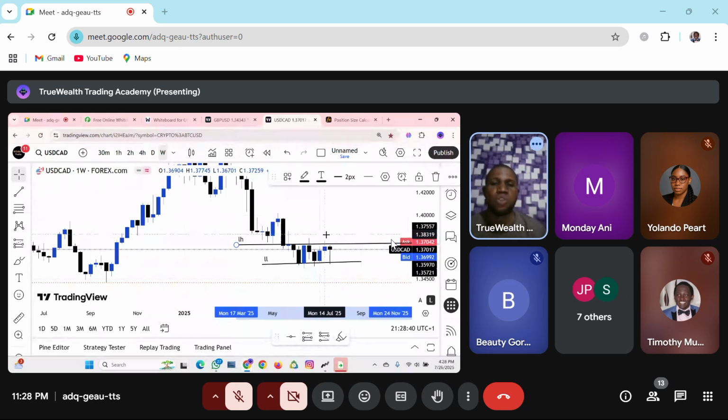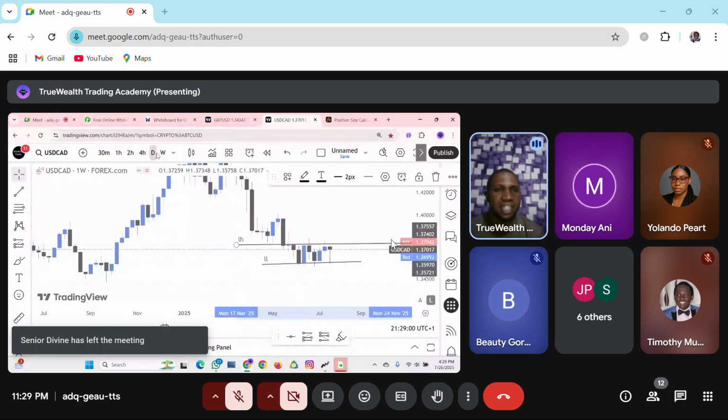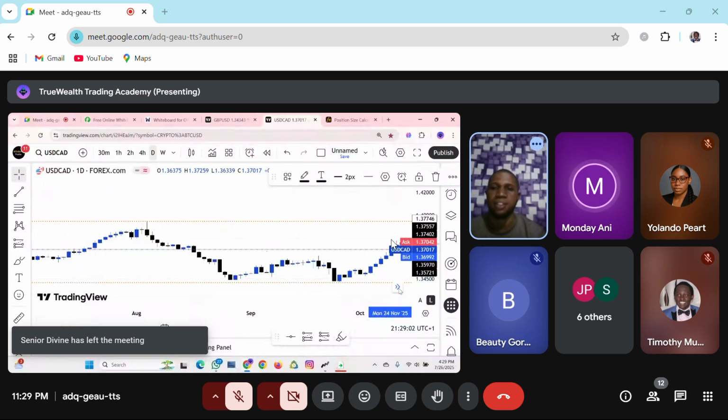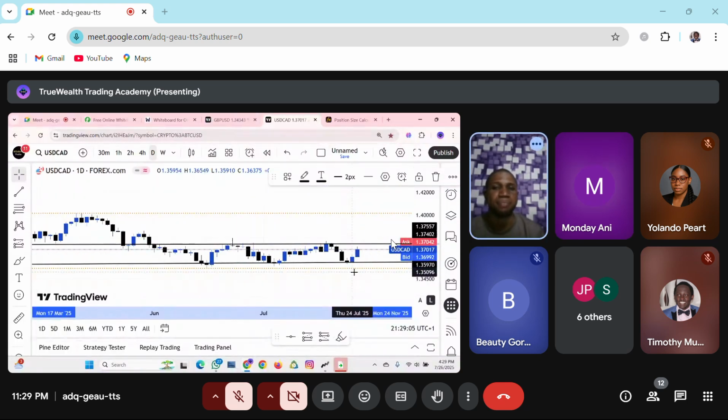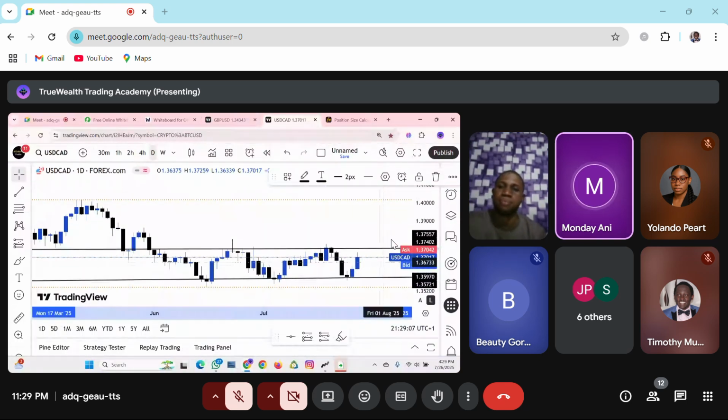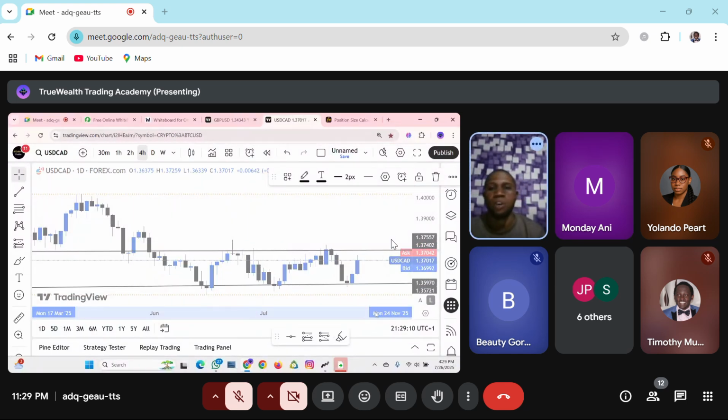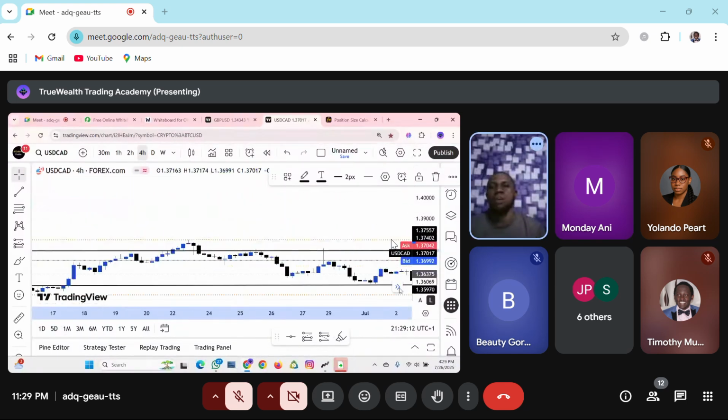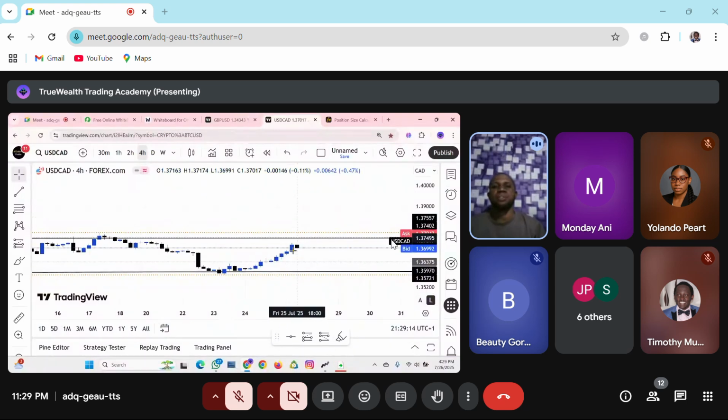So we are in a what? A downtrend, not an uptrend. Does it make sense? Yes, it does. So you see, market structure has taken us over 1 hour, 30 minutes. Just market structure. So, weekly, downtrend. Daily, downtrend, right? 4 hours, uptrend, right?